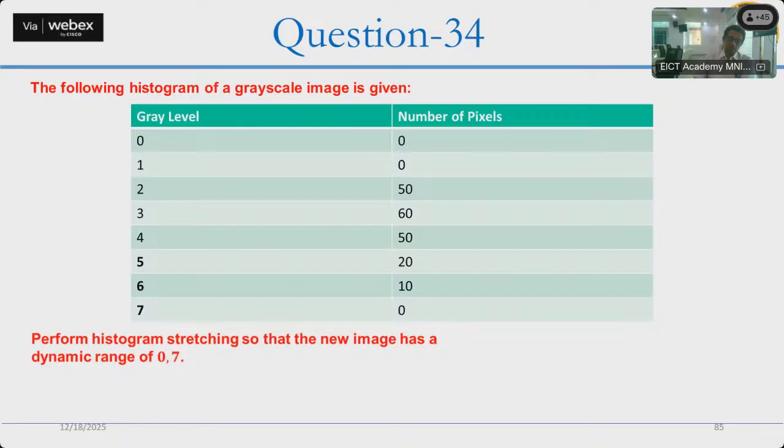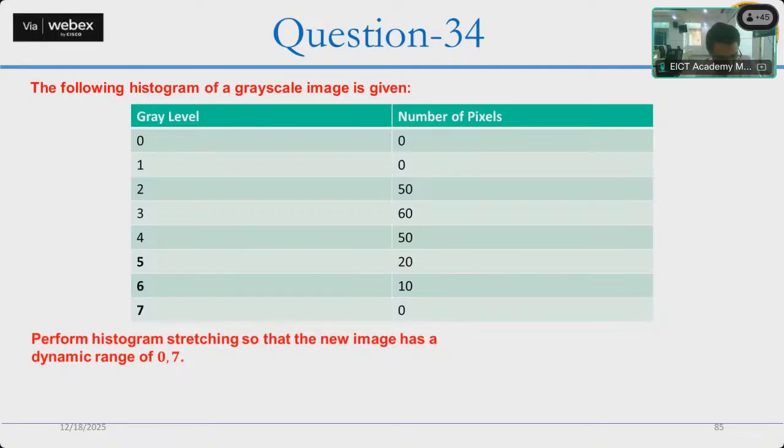Now take up another problem. The following histogram of a grayscale image is given. It has 7 gray levels and the number of pixels is given. Instead of giving the matrix, they have given the histogram. You need to perform histogram stretching so that the new image has a dynamic range of 0 to 7. So can you do it?